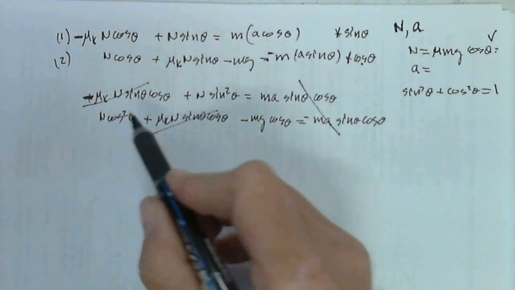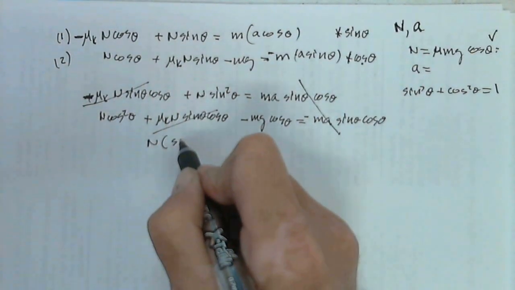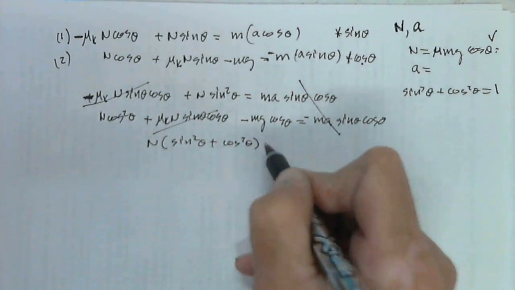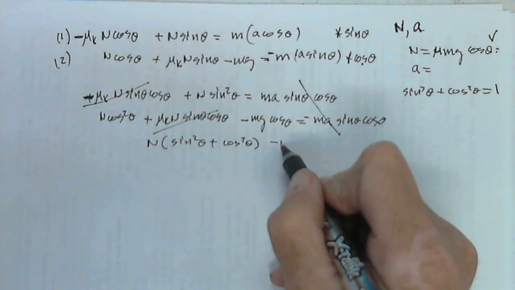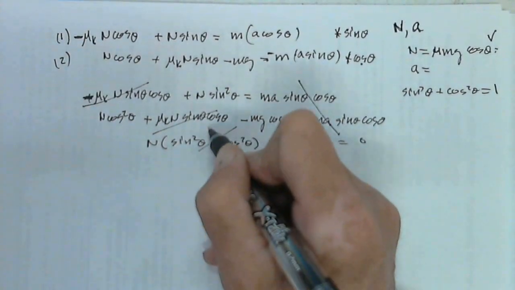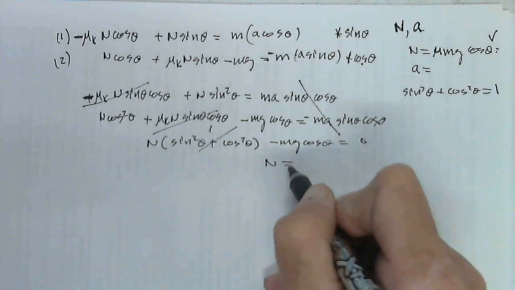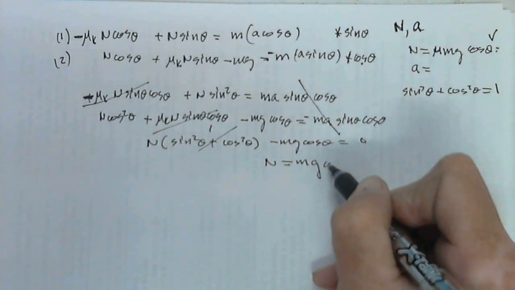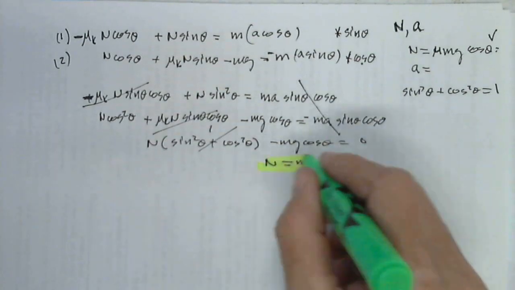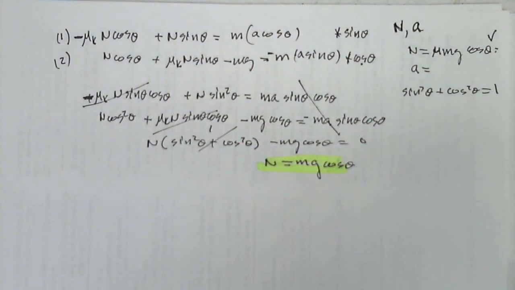So I get n as a common factor times sine squared plus cosine squared, minus mg cosine of the angle equals 0, and this is 1. And I get exactly what I got with the other choice of reference, because that's the magnitude of the normal force. It's an invariant. It's independent of the choice of the axis.